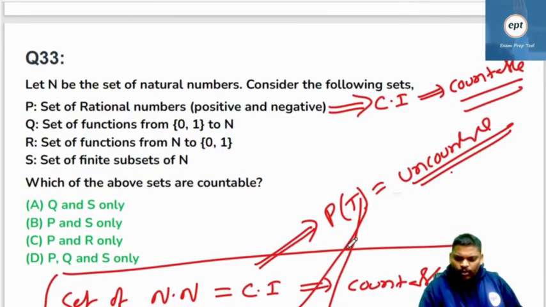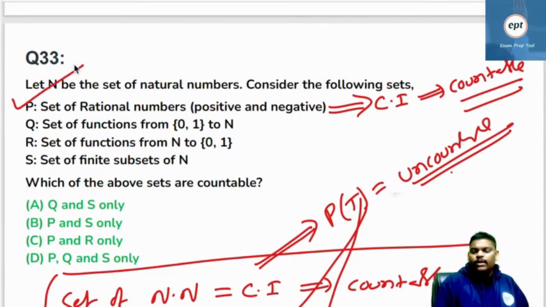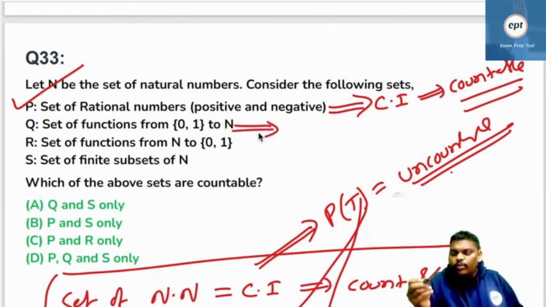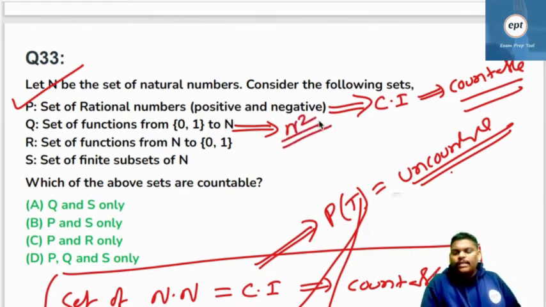Now, P, the set of rational numbers: countably infinite means countable. Set of functions from {0, 1} to N, how many? For the first one, N choices. For the second one, N choices. So N times N, N squared. Out of N elements, anyone can be mapped. N squared is countably infinite, because it comes from natural numbers.